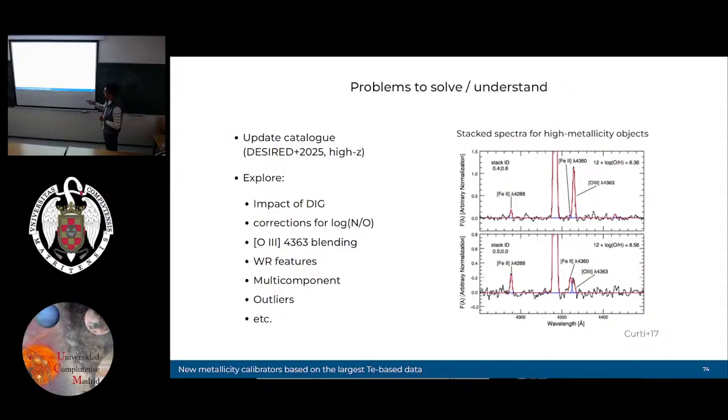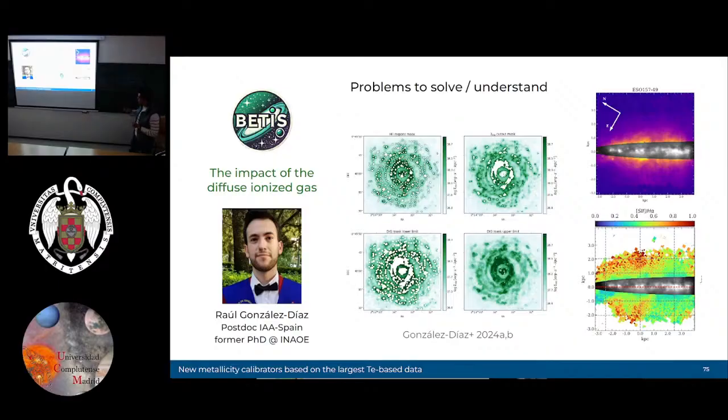For example, what is the impact of the diffuse ionized gas? We need to add a correction for the nitrogen over oxygen ratio. There's a blending also for high-metallicity objects, in which you can also find one iron line at the same wavelength, or the 4363 line, overlaid features, multi-component analysis, etc. And also, this was my PhD student, who is now a postdoc at Granada. He did really nice work on the impact of the diffuse ionized gas.